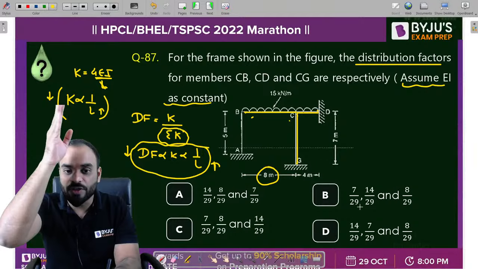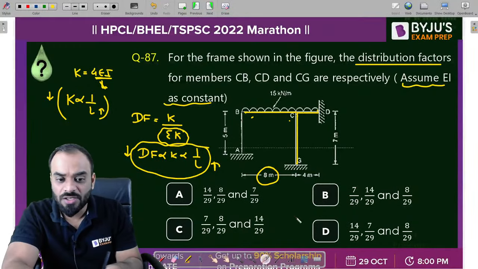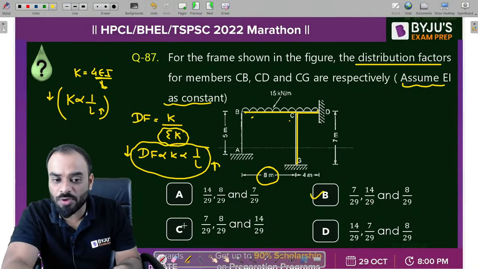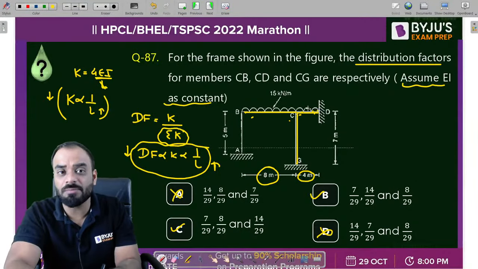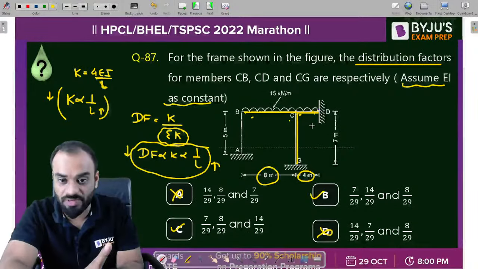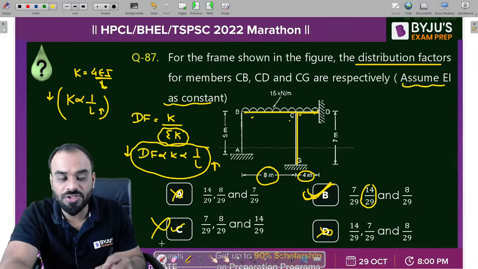Now let's find out the value. There are basically three values: 7 by 29, 14 by 29 and 8 by 29. We know that guys, 7 by 29 is the lesser option, right? So we can say that either this is the answer or this is the answer. We can eliminate these two. Now what about the member CD? The member CD is having a lesser length as compared to other two members. So I will say that guys, this particular member will have a higher distribution factor value. Okay. That means it should be 14 by 29. Okay. That's why B is the correct answer. You can remove C also.